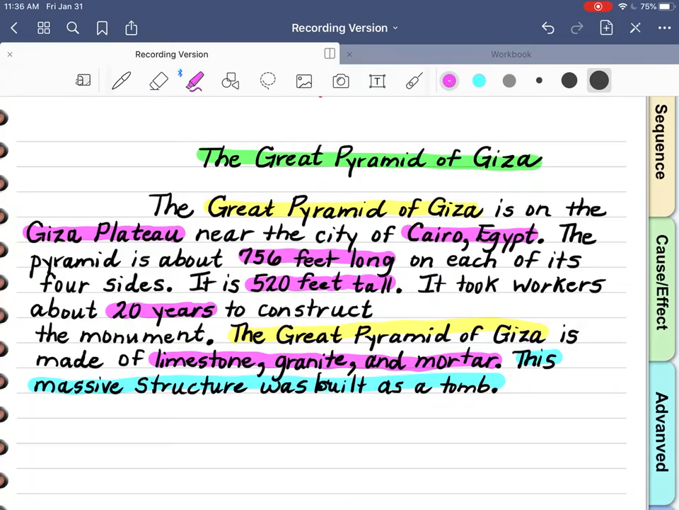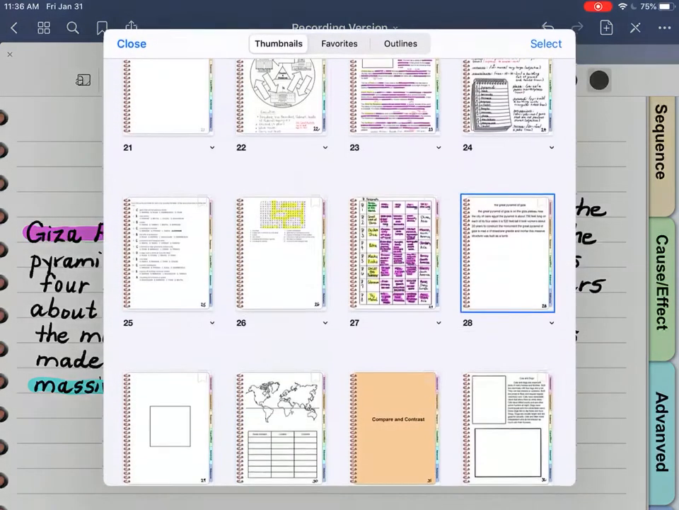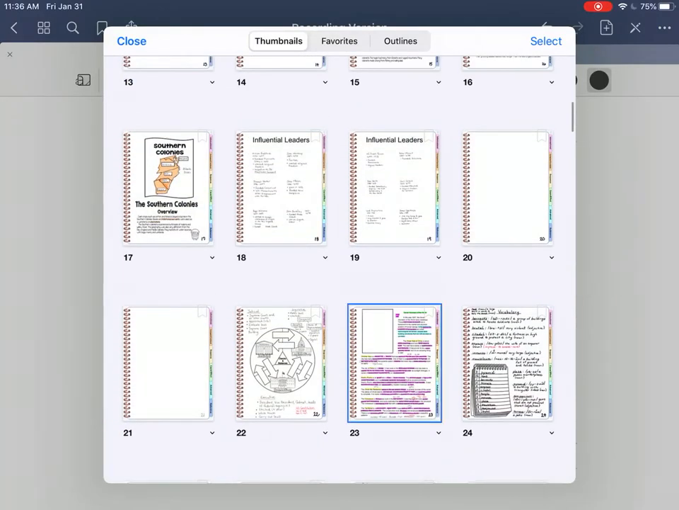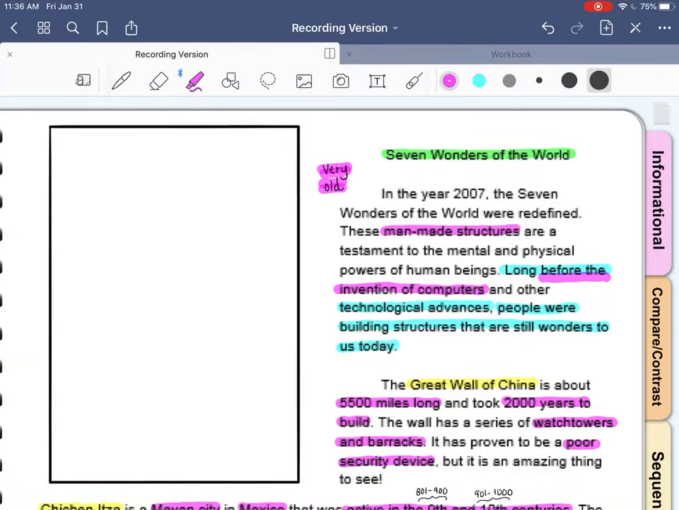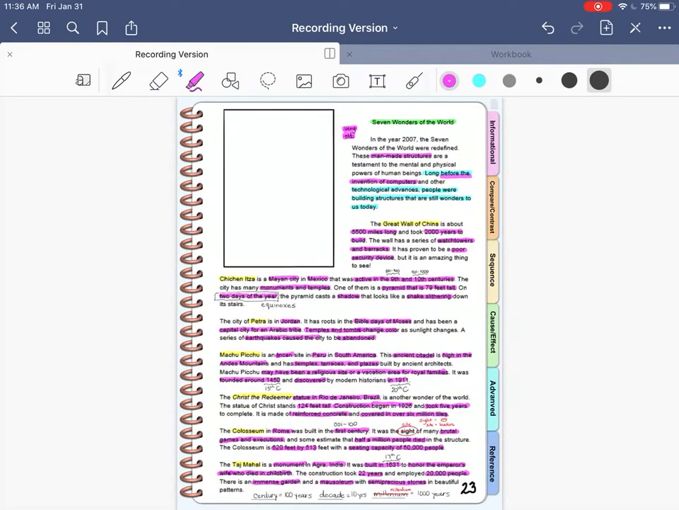When you do your test for this chapter, this module, or actually it's for this lesson because there are several in the module, use this page. This will help you answer questions about that pyramid. So if your test question is talking about the Great Pyramid of Giza, you know that you need to look at page 28 because that's where that topic is listed. Now, if your test question is talking about the Great Wall of China, I would go back to page 23. That's where that is discussed.